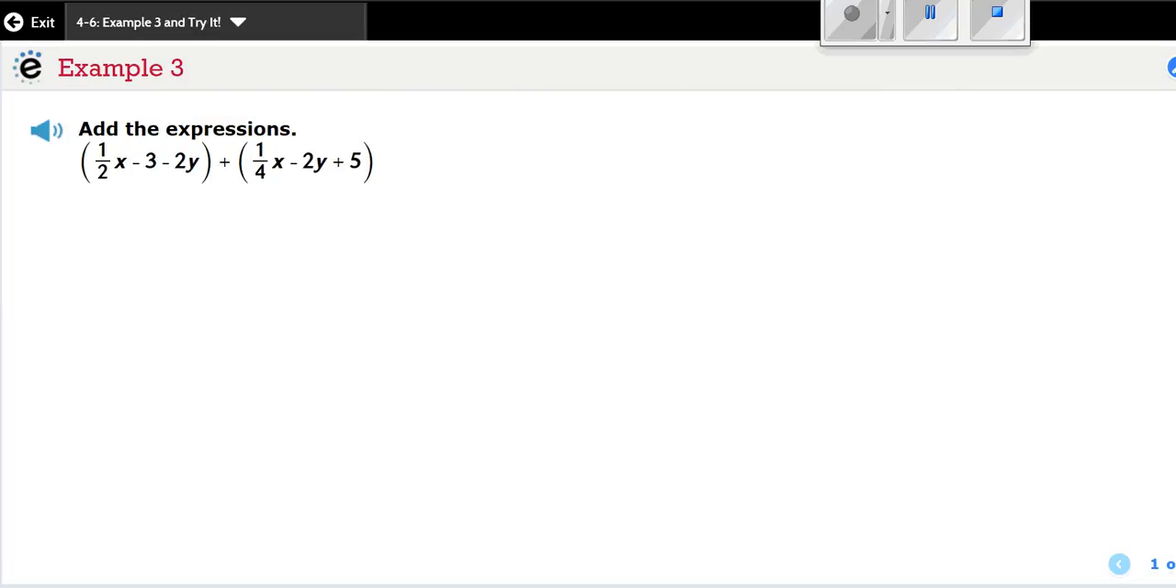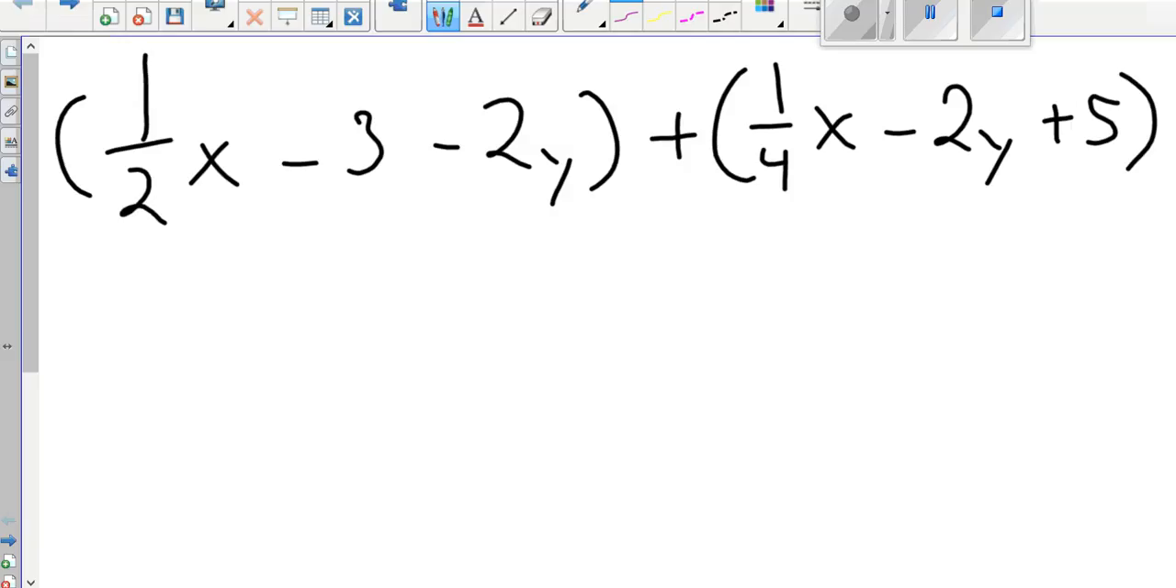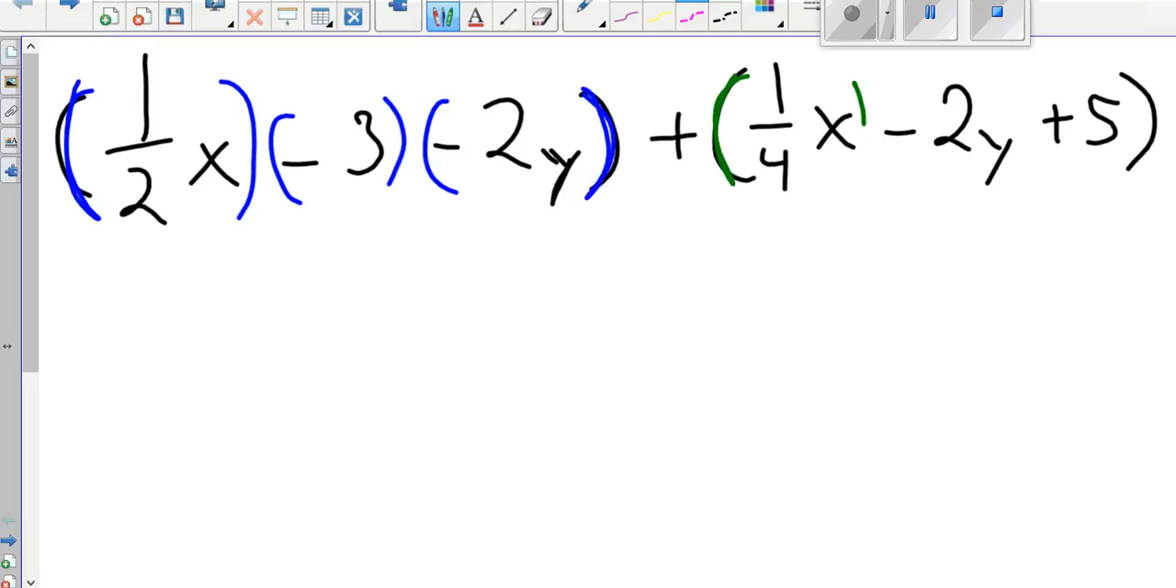Example 3 basically just gives you two expressions and says put it together. So let's work through this problem together. I've rewritten the expression here, so we have a nice large space to work and write our answer. Now, of course, with any problem, the first thing we want to do is understand our terms. So we have this term, and this term, and this term. So we have those three terms, and then of course we have this term, and finally, this term. We have to put things that look the same together.